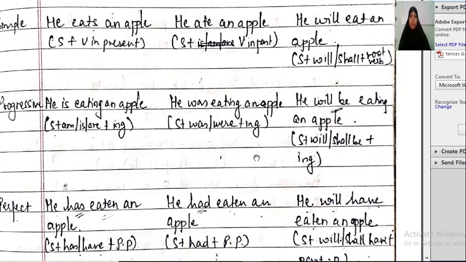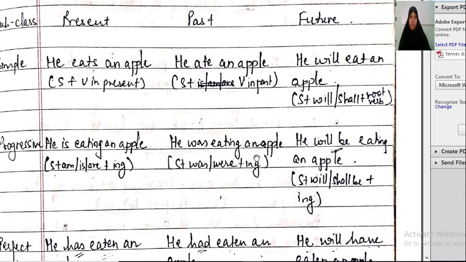Now we will see the future tense, the third main kind of tense. Simple future tense refers to an action that still has to occur. Like he will eat an apple. Here the structure you have to keep in mind is subject plus will or shall, anything you can use, like he will eat an apple or he shall eat an apple, plus the root form of the verb. Here you don't have to change it into past participle or add ing to the verb. Here you have to write the root verb, that is eat only. He will eat an apple.